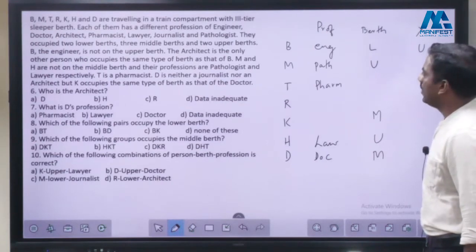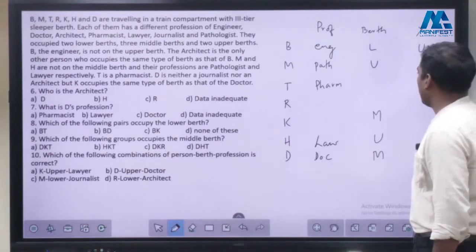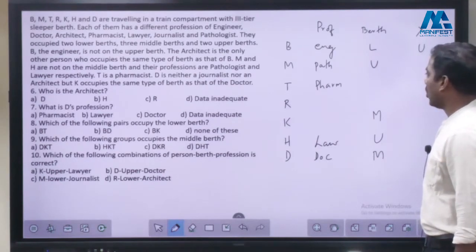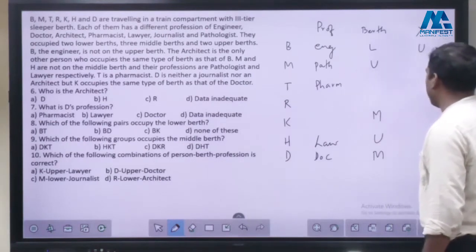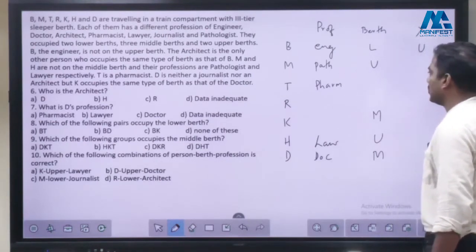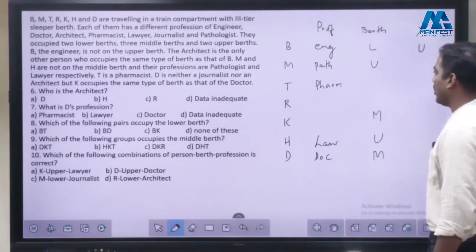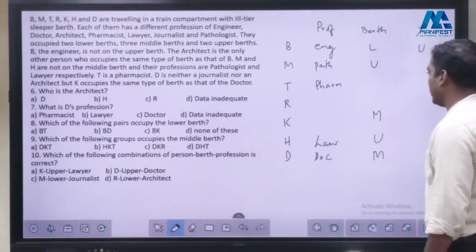You have to read it once again. B the engineer, not an upper berth. Architect is the only person who takes the lower berth along with B. M and H are not on the middle, so they have to be on upper, and their professions are pathologist and lawyer respectively. T is a pharmacist. D is neither journalist nor an architect. That is also fine.